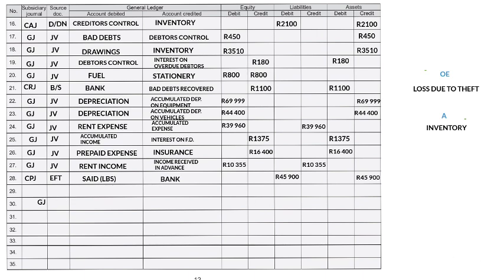The journal involved is your general journal. The source document is your journal voucher. Account to be debited is lost due to theft. Account to be credited is inventory. Equity will be debited with 3,375 Rand and assets will be credited with 3,375 Rand. Number 30. The inventory account reflects a balance of 65,000 Rand.